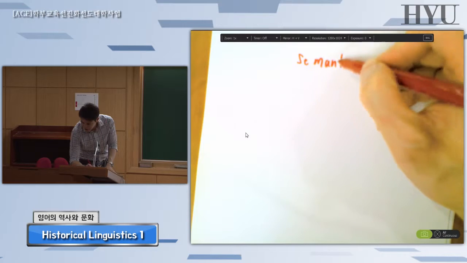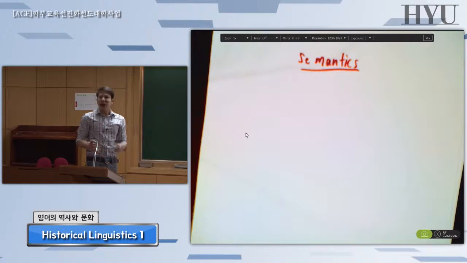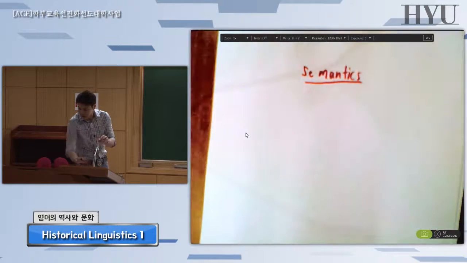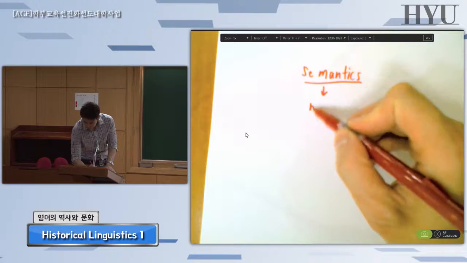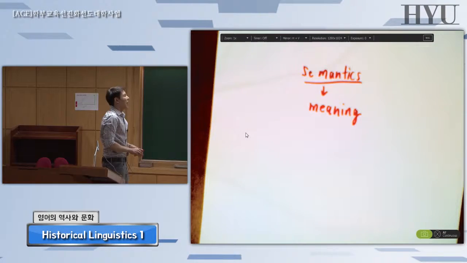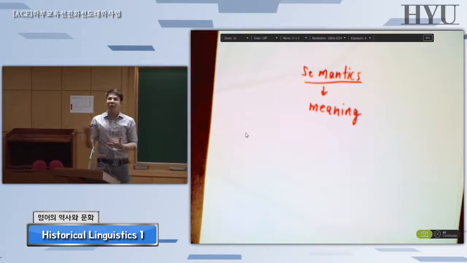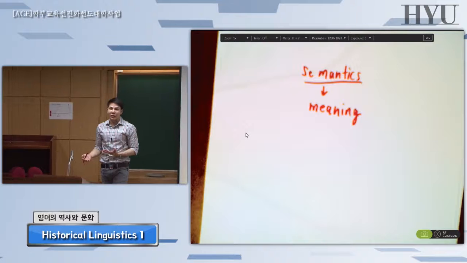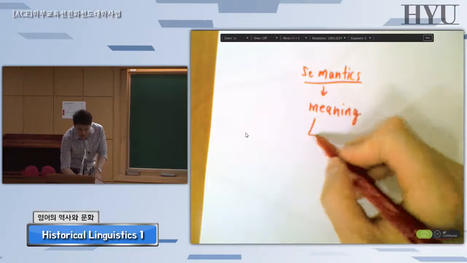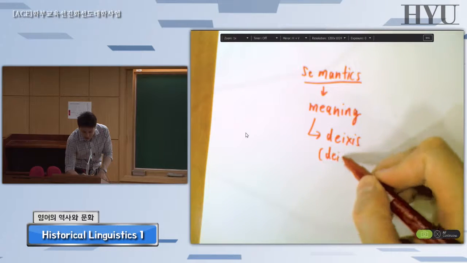Semantics has to do with meanings, you guys remember? Semantics has to do with meanings. And we said that there are many factors that come into play when we talk about meanings. And linguistically speaking, we have deixis or deictic expression.